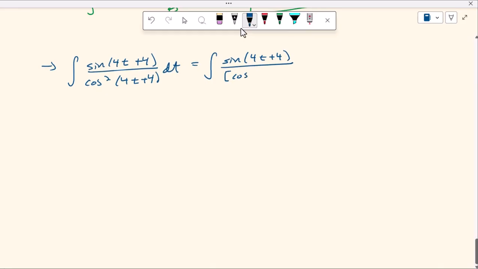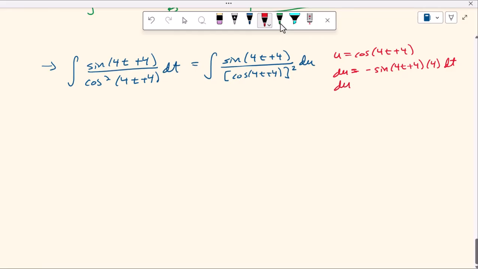I'm going to rewrite this as cosine of 4t plus 4 in brackets quantity squared, just so it's easy to see now that I'm probably going to use this for my u, because this is u squared. Okay, so let's try that. Let's let u equal cosine of 4t plus 4, and then du, the derivative of the cosine is negative sine, so negative sine 4t plus 4. Now I need the derivative of 4t plus 4, which is 4, and this would be dt. So I'm going to rewrite that by pulling that 4 out front. So again, that's the chain rule.